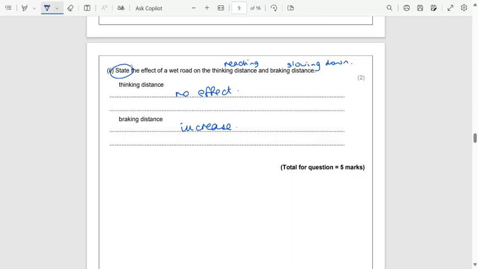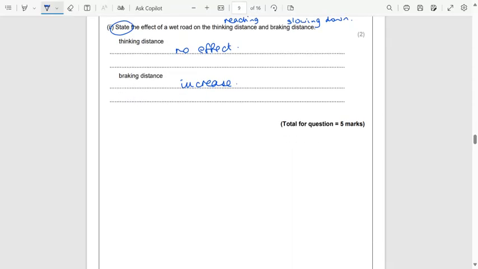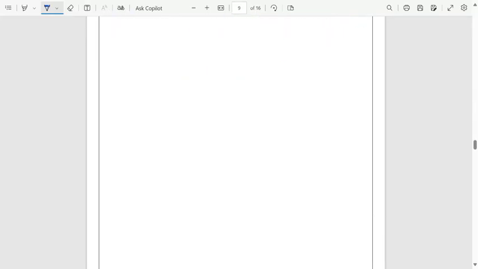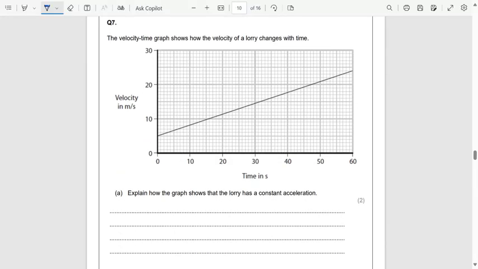Now, because it's a state, you don't need to give a reason why. So you just need to say no effect for thinking distance, and it will increase for the braking distance, because the brakes will find it harder to slow it.